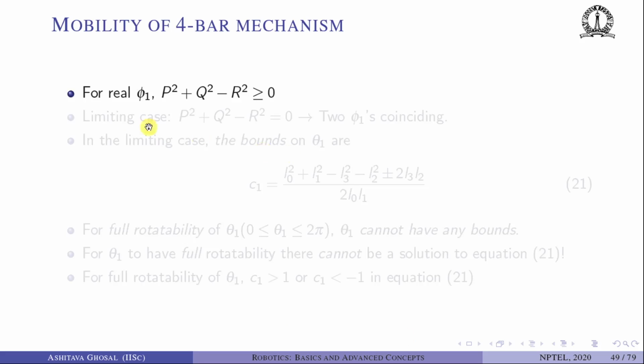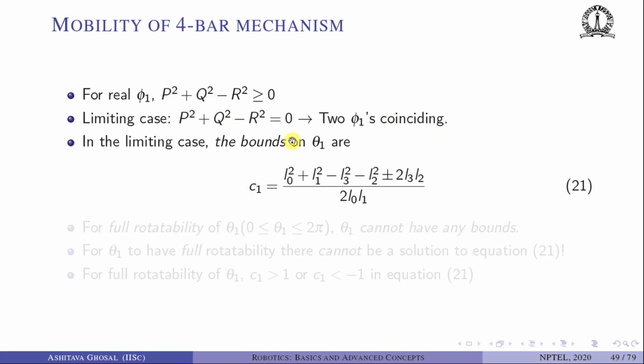Okay, so for real phi 1, p squared plus q squared minus r squared must be greater than or equal to 0. The limiting case, when you get two equal real values of phi 1, is when p squared plus q squared minus r squared is equal to 0. So we have two phi's which are coinciding.